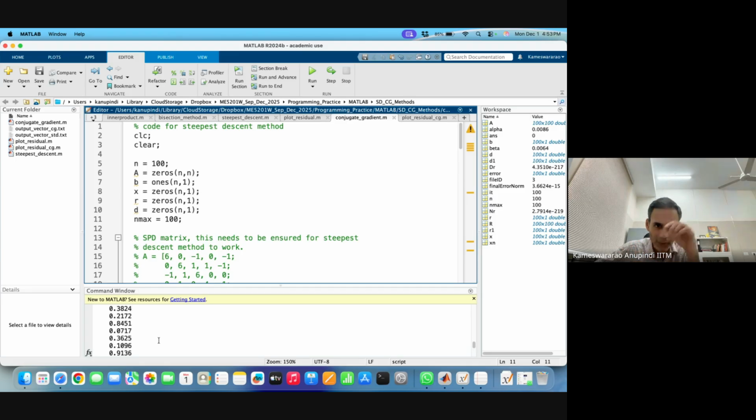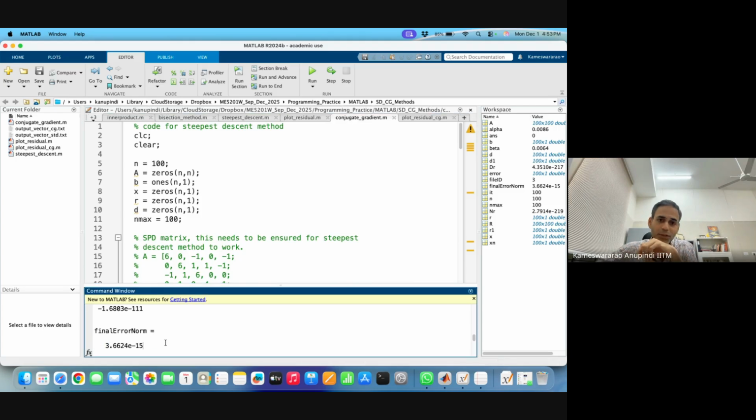Oh, I think it's printing. Okay, so you can see the final error norm is 3e minus 15, right? This is much smaller. That means it has already converged in 100 steps. But then of course you would need a lot more iterations to bring it down to this value in the case of steepest descent, right? Because steepest descent was only 1e minus 4.